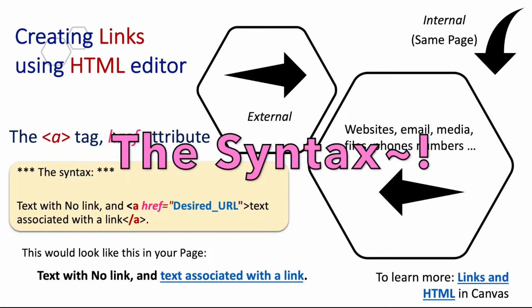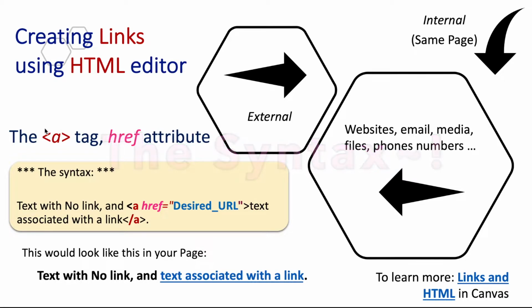Let's see the syntax. We need two things. One is an element or a tag that we associate with an anchor. So that anchor tag is going to be A, and then we need an attribute inside of this element, which is going to be Hyperlink Reference, href.